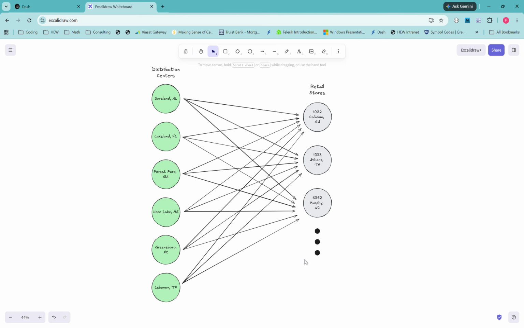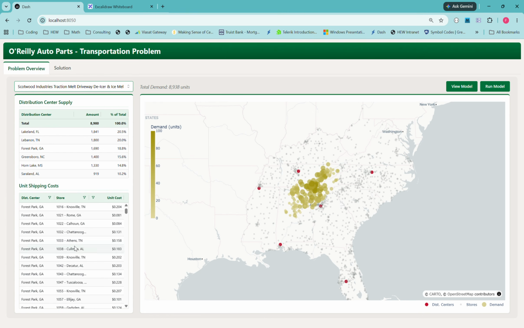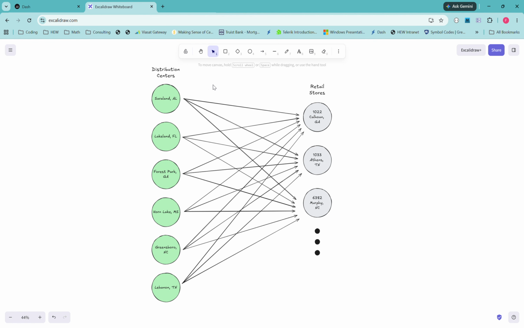And one thing I'm not showing here with respect to these edges in the middle is that you should think of them all as weighted edges. So I would typically assign a weight to the edge connecting Saraland, Alabama to Calhoun, Georgia, and that weight would be the unit cost that we would find in this table. So that for every unit of a certain product that I'm moving from Saraland, Alabama to Calhoun, Georgia, I would be considering the cost of moving it by the weight of that edge.